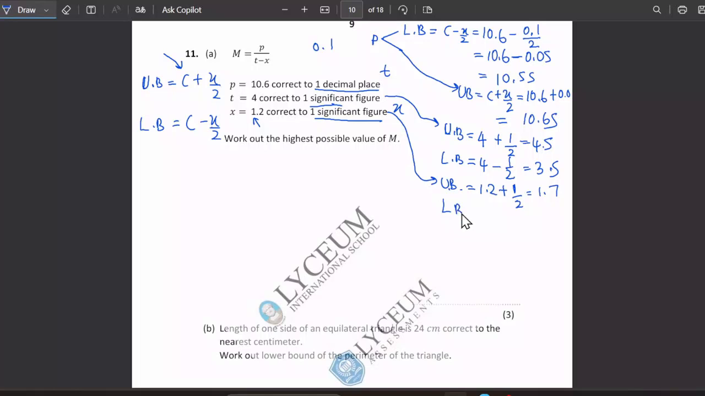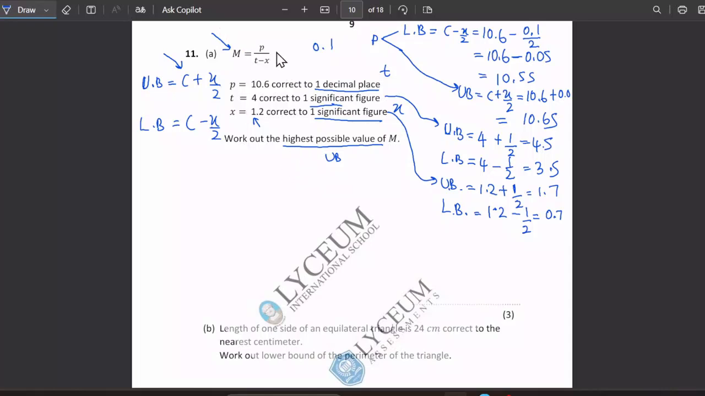So the lower bound we get 1.2 minus 1 over 2. So then what we get is 0.7. We found the upper bounds and lower bounds. Then we can calculate the highest possible value of m. Highest possible value of m means upper bound of m. Okay, upper bound of m.